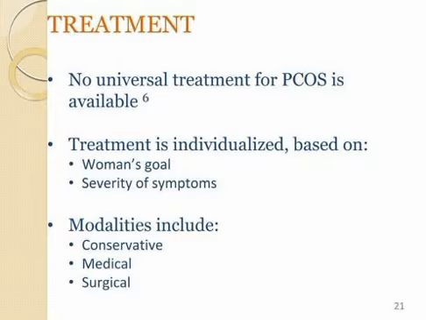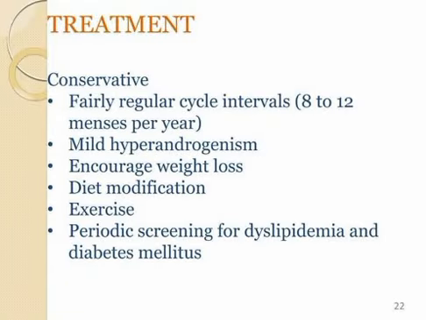No universal treatment for PCOS is available, so it is mainly individualized treatment. It depends on the woman's goals, and we also have to treat the severity of symptoms. The modalities include conservative, medical and surgical. There are three types of treatment involved in treating polycystic ovarian syndrome, mainly individualized based on the woman's goal as well as the severity of symptoms.